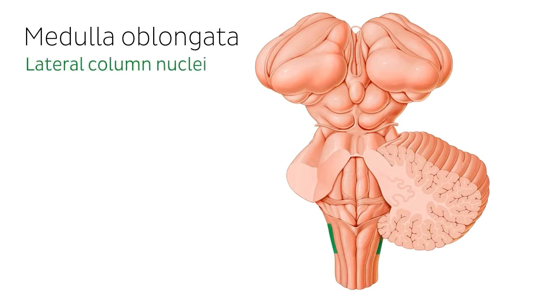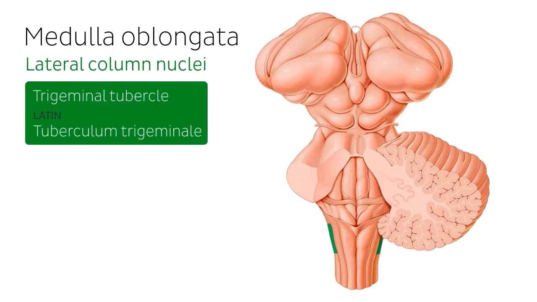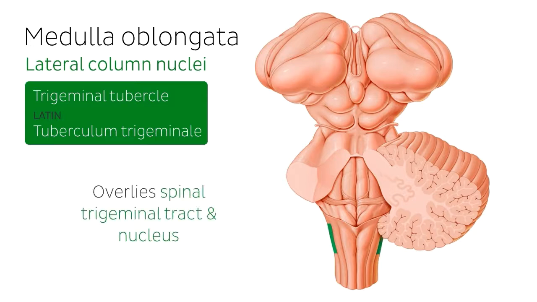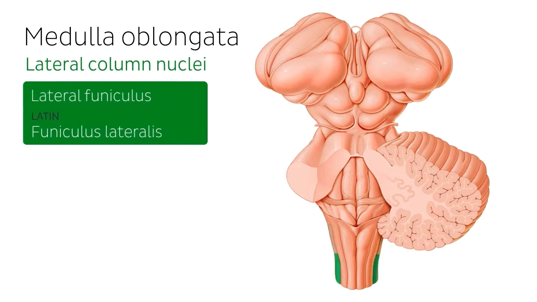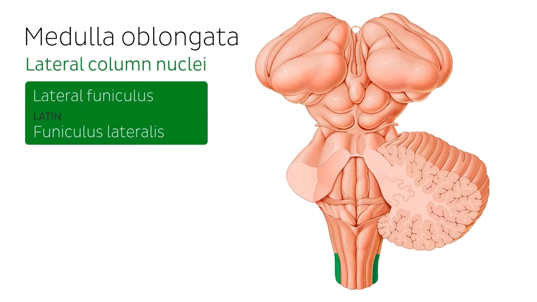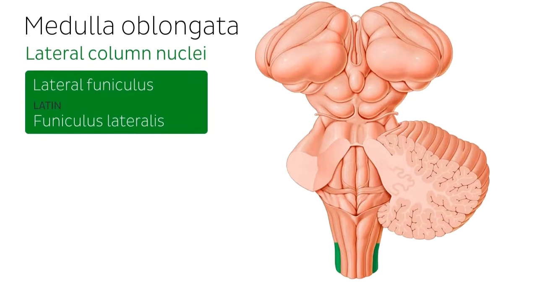And moving on to the lateral column, the tubercle found superior to the funiculus is called the trigeminal tubercle. Situated lateral to the cuneate tubercle, this tubercle marks the surface representation of the spinal trigeminal tract and its underlying nucleus. But we won't go too much into the lateral funiculus, as it is described in more detail in the tutorial on the spinal cord found on our website.